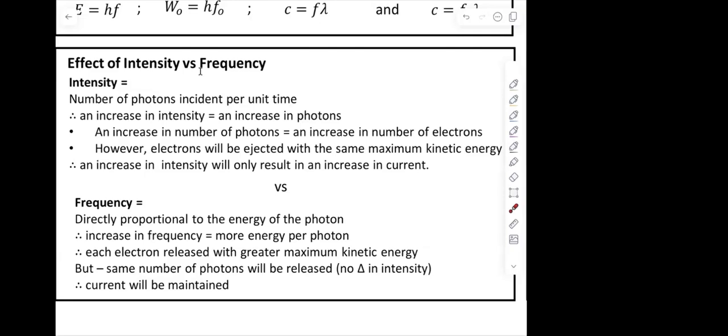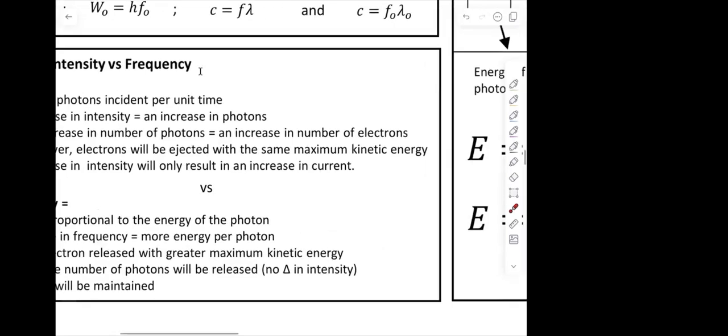So an increase in intensity will increase my current. An increase in frequency doesn't increase my current. It just increases the maximum kinetic energy of the electrons that go out there.